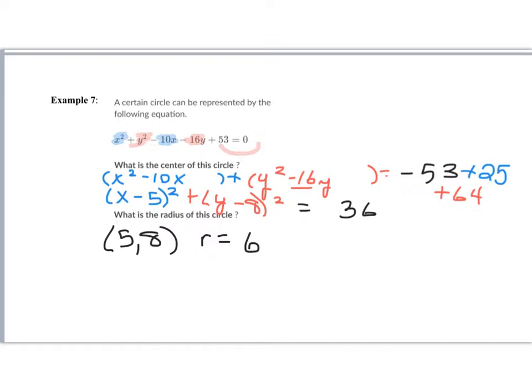Everybody understand what we're doing? Cool.